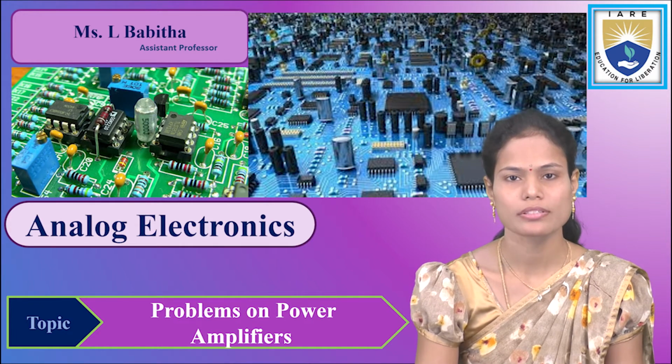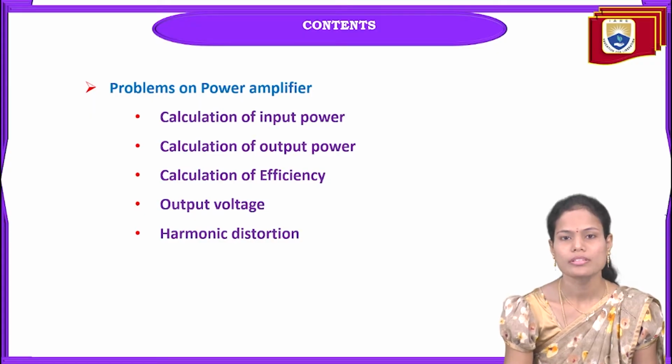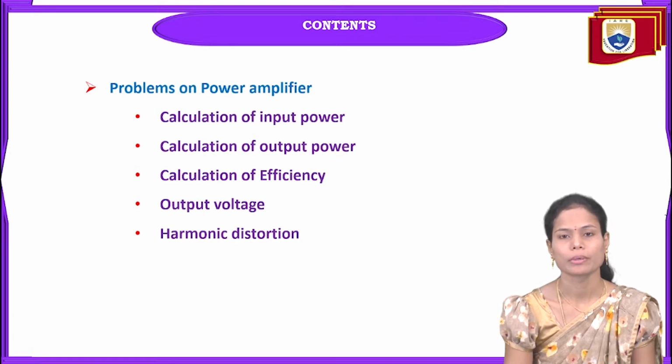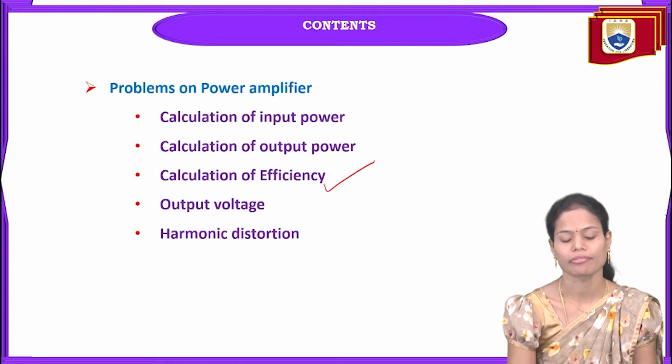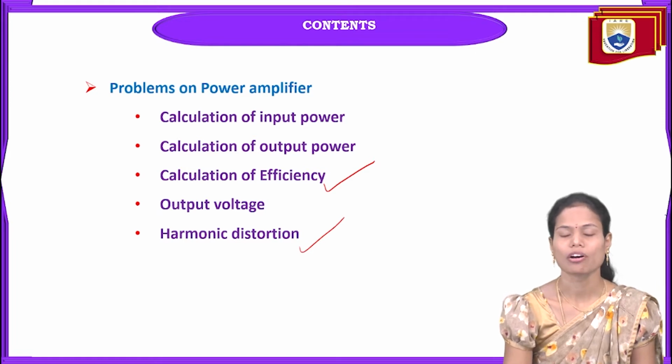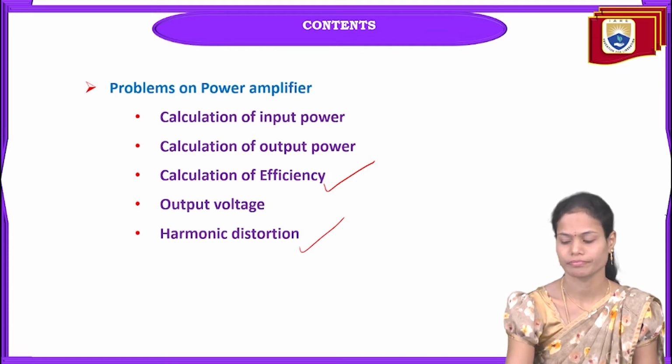In this session, I am going to discuss problems related to power amplifier circuits. In these problems, we are going to calculate the input power of the power amplifier circuit and the output power we are getting from it, and from that we can calculate the efficiency of the power amplifier, and also the output voltage and how much harmonic distortion we get along with the output of the power amplifier. These are the parameters we are going to calculate in the case of power amplifiers.